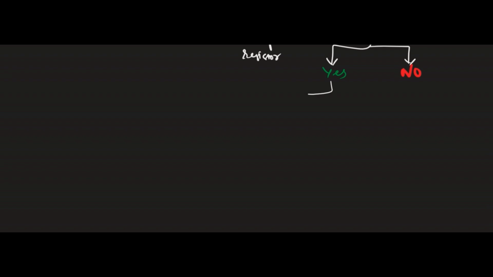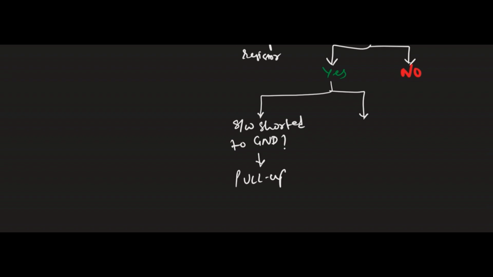If it is a yes, then again we have two conditions. The question is, is the switch shorted to ground? If it is yes, then we require a pull-up resistor. Simple. And the second question is, is the switch shorted to VCC? Then we require a pull-down resistor.